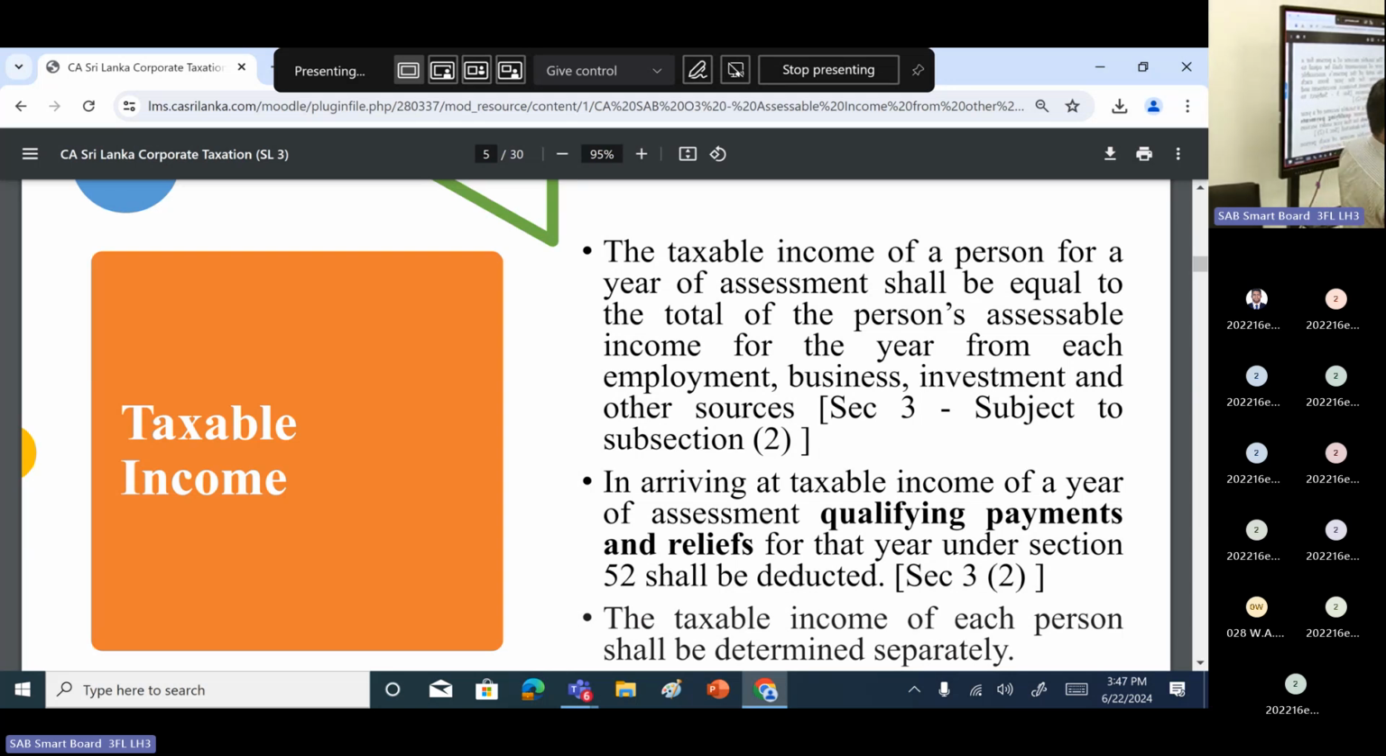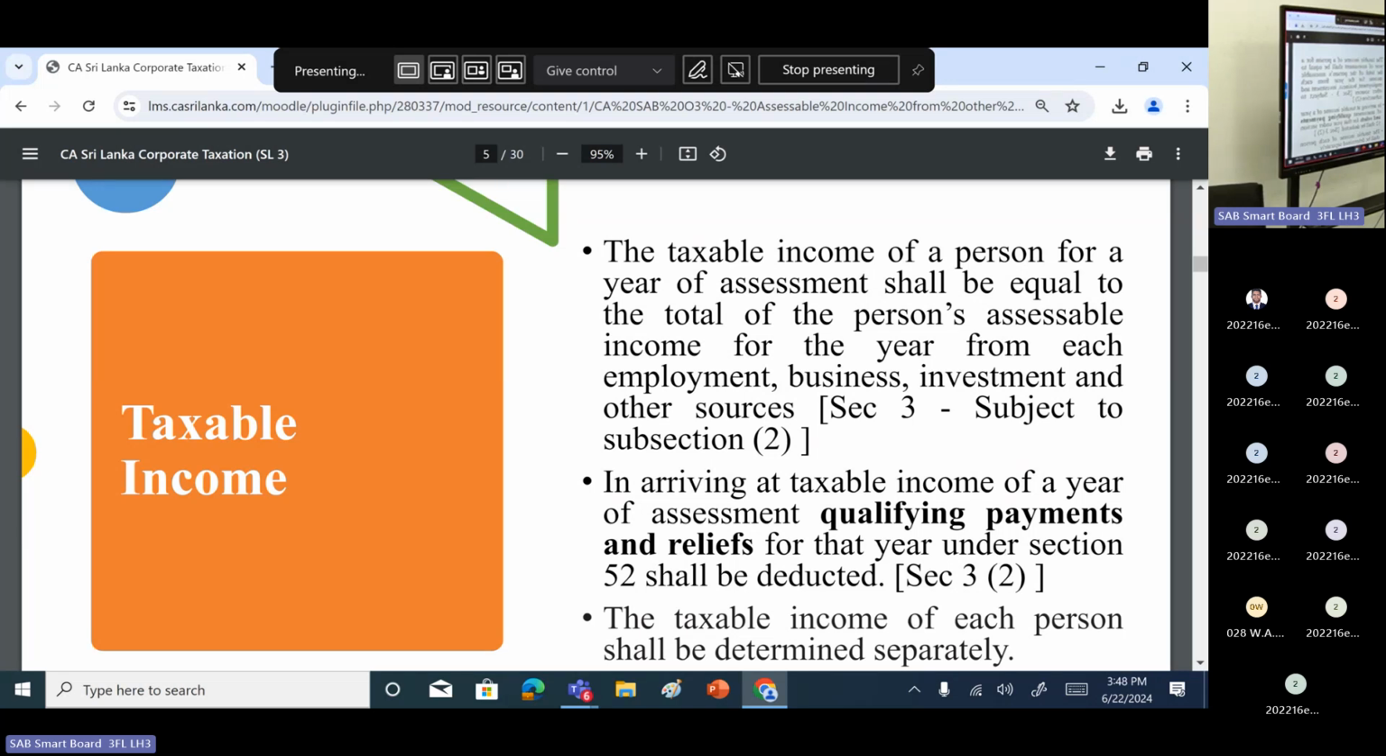So then, taxable income. Section 3 of the Income Tax Act says the taxable income of a person for a year of assessment is equal to the total of the person's assessable income for the year from each employment, business, investment, and other sources. All sources are discussed. The aggregate of assessable income from employment, business, investment, and other sources is equal to the taxable income.